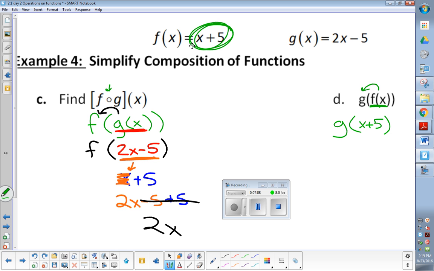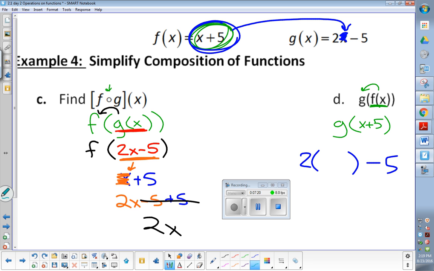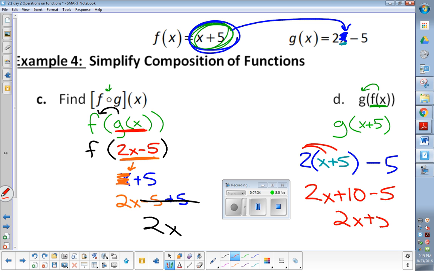Or in visual form, it is taking this right here, going into that equation, and replacing that x with it. So my problem is really going to be 2 times, minus 5, and where that x was, he is going to plug in that x plus 5. So what do I need to do in order to simplify then? Distribute: 2x plus 10 minus 5, and then plus 10 and minus 5 would be 2x plus 5.